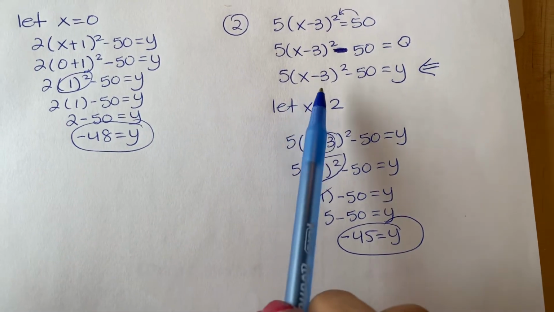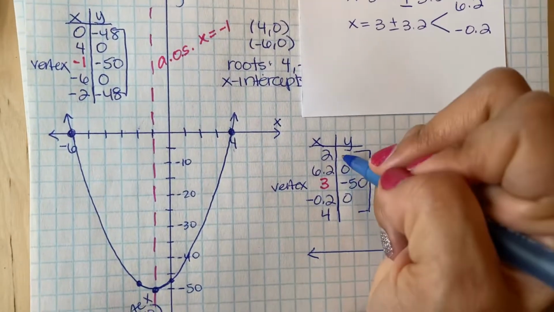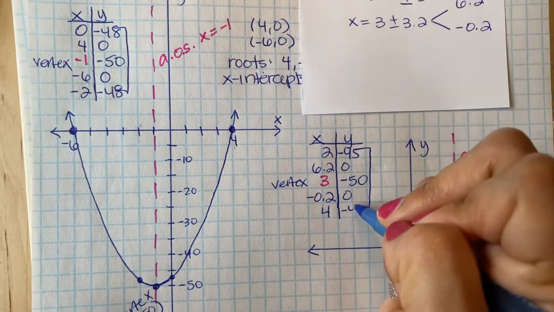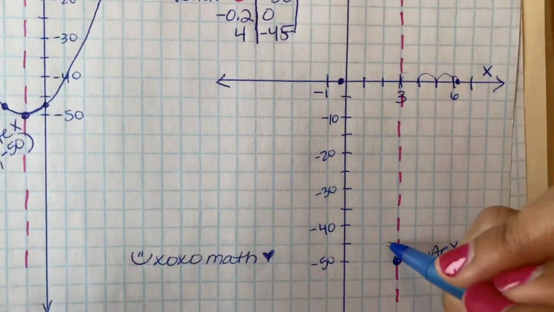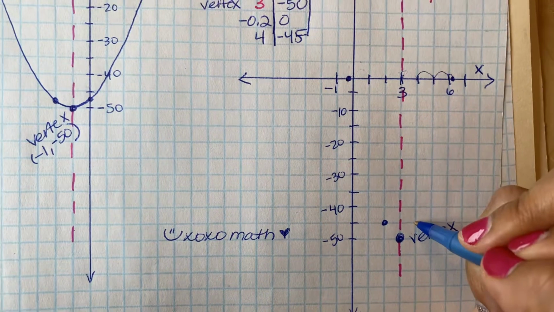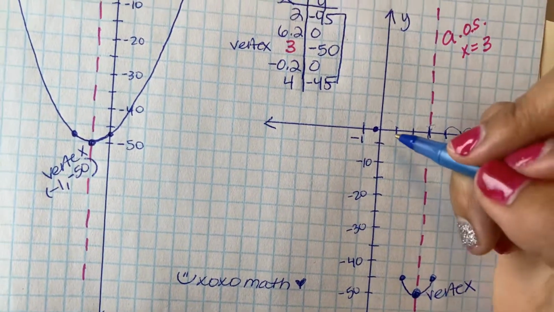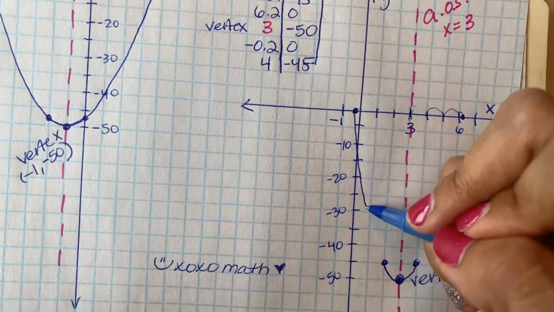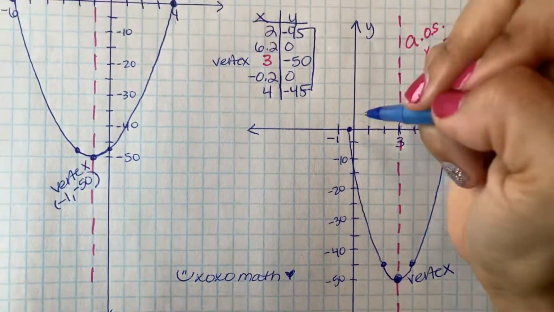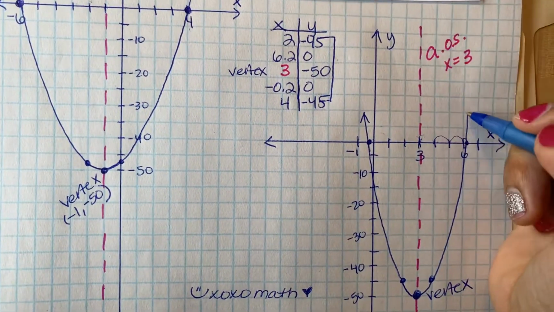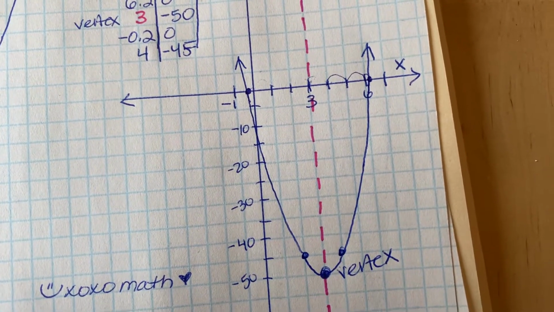So input is 2, output is -45, and I get -45, -45, and so 2, -45, 4, -45, and so here is my parabola. And there's your parabola. There you go.